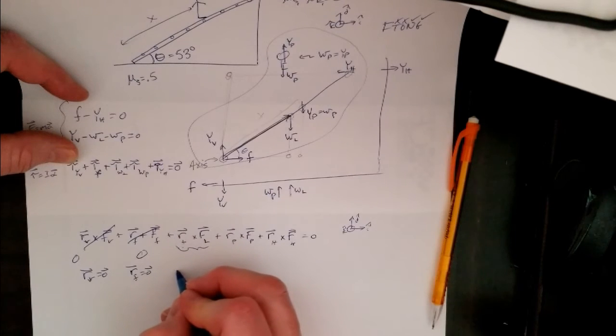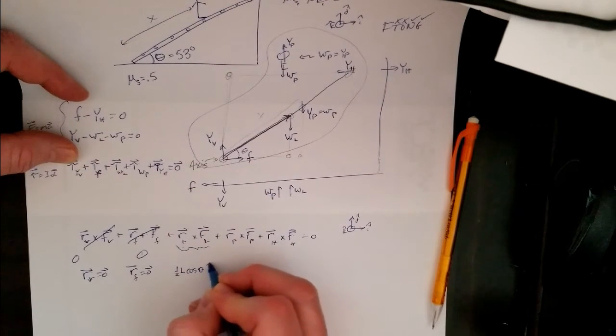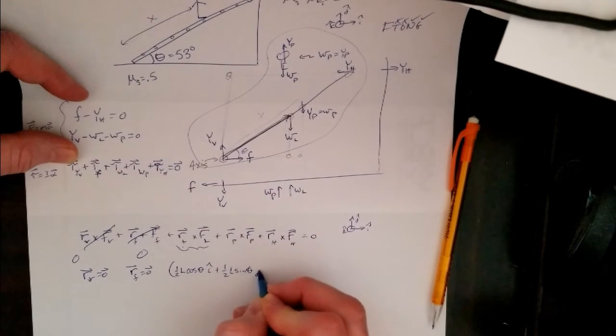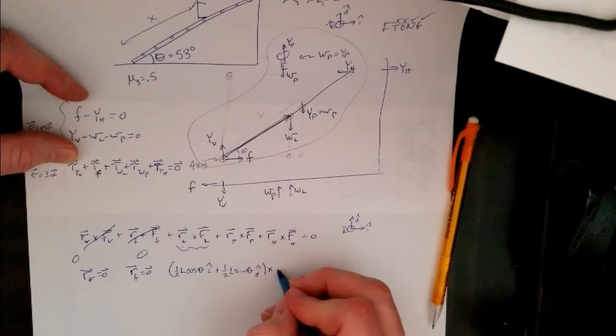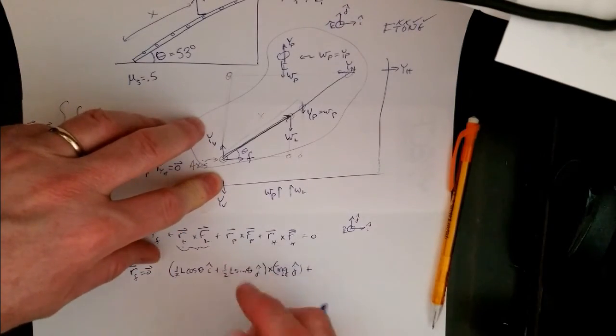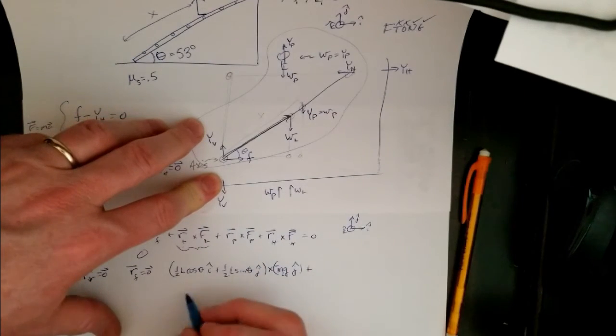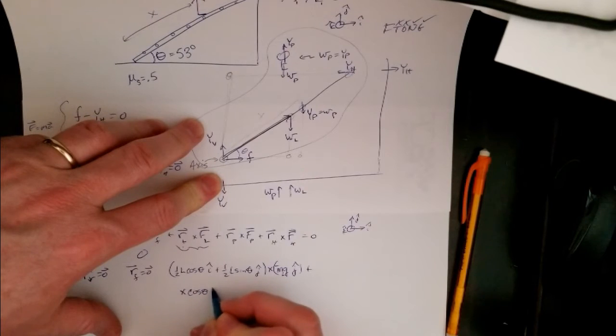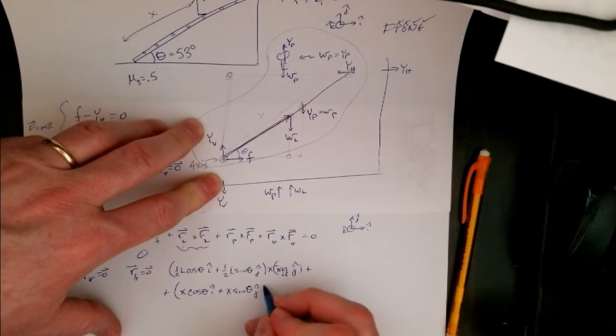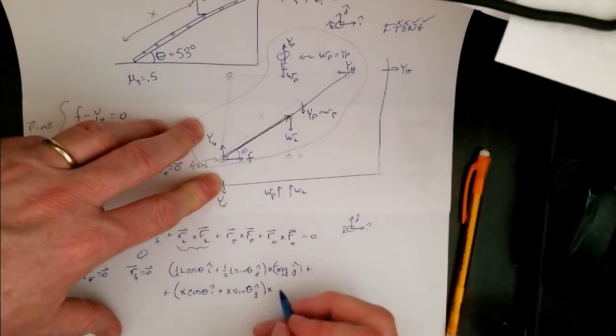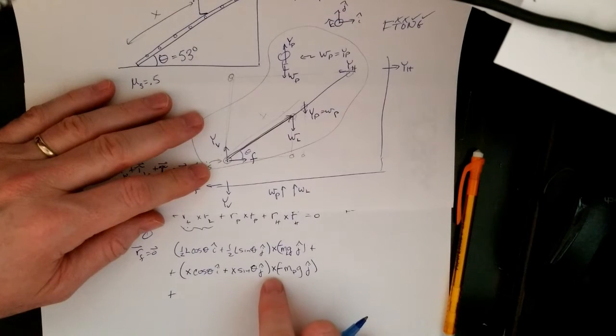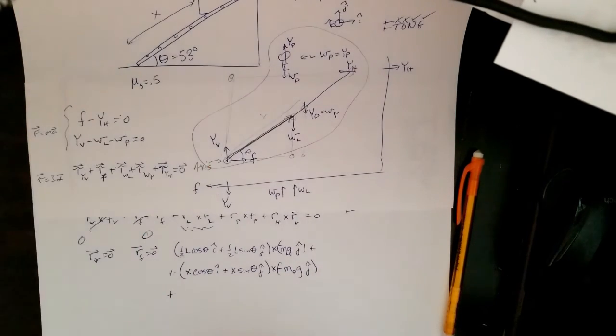So this becomes half the length, so 1/2 the length, times the cosine of theta I hat, plus half the length times the sine of theta j hat, cross my force, which is M ladder g, downwards, so that's negative j hat, plus R P cross F P. Well, I don't know where the person is. He's a distance x away, so that's going to be my variable there: x cosine of theta I hat plus x sine of theta j hat, cross the weight of the person, which is negative m p g j hat.